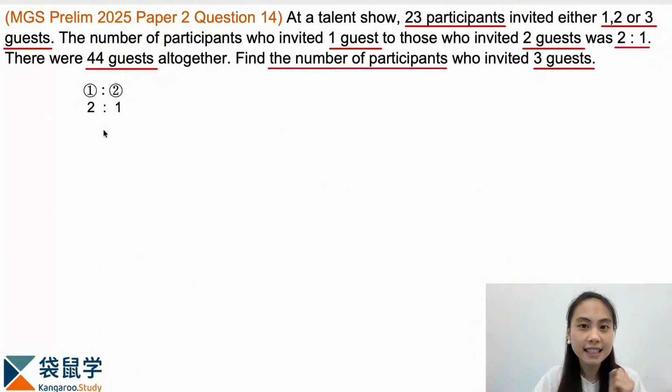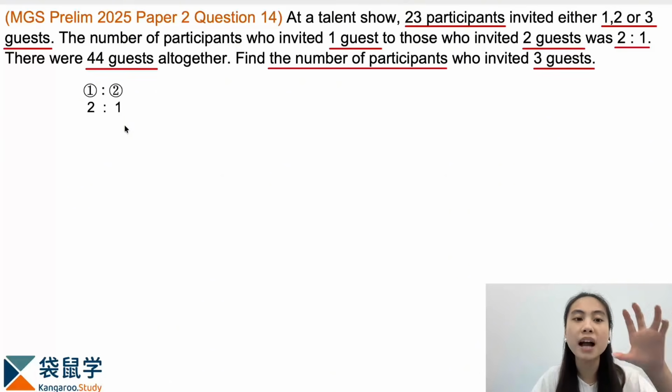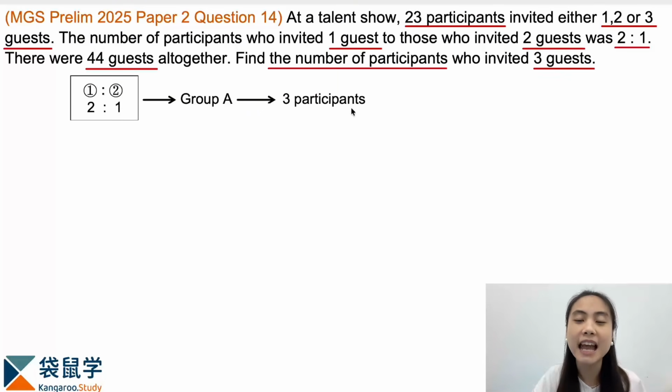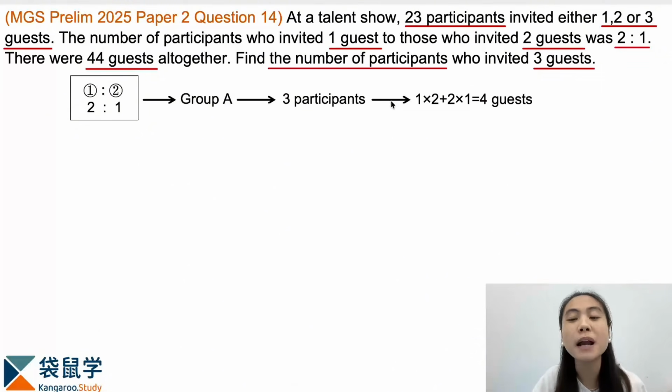So class, since we want to transfer 3 single values to 2 single values, and now we know the number ratio relationship, which means we can combine this part as a group, and we name this new group as group A. So class, how many participants are in group A? It has 3 participants. Then how many guests are there? It should be 1 times 2 plus 2 times 1 equals 4 guests.